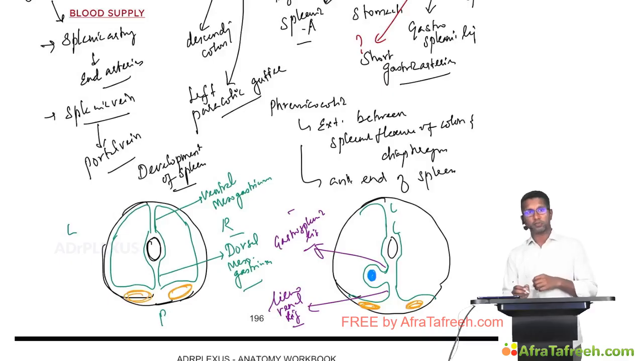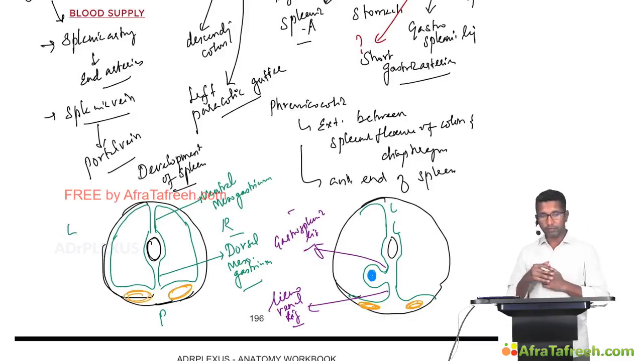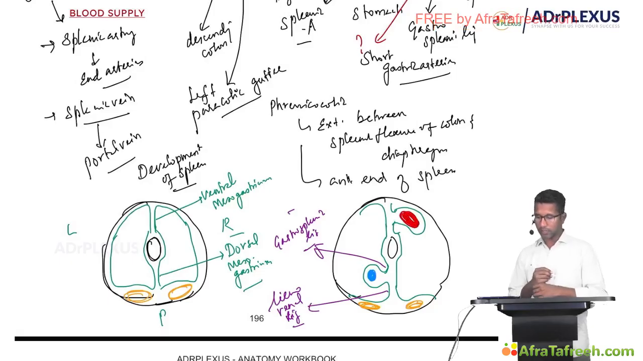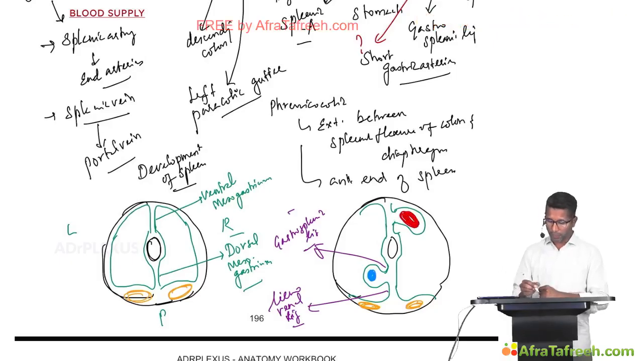Simultaneously, when the spleen is forming on the left leaf of the dorsal mesogastrium, there is an organ which develops in the right leaf of the ventral mesogastrium. Let us consider this is the right leaf of the ventral mesogastrium, and there is an interesting organ which develops in this. Can anybody tell me what organ develops in the right leaf of the ventral mesogastrium? Yes, very good Anashwara, it is the liver.